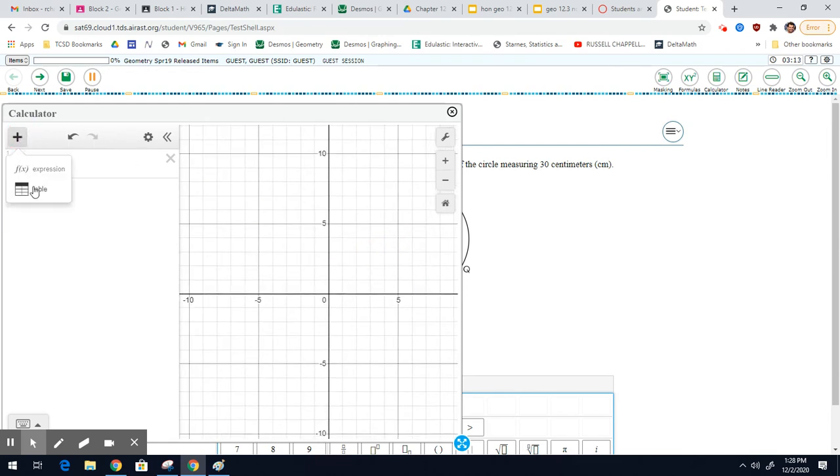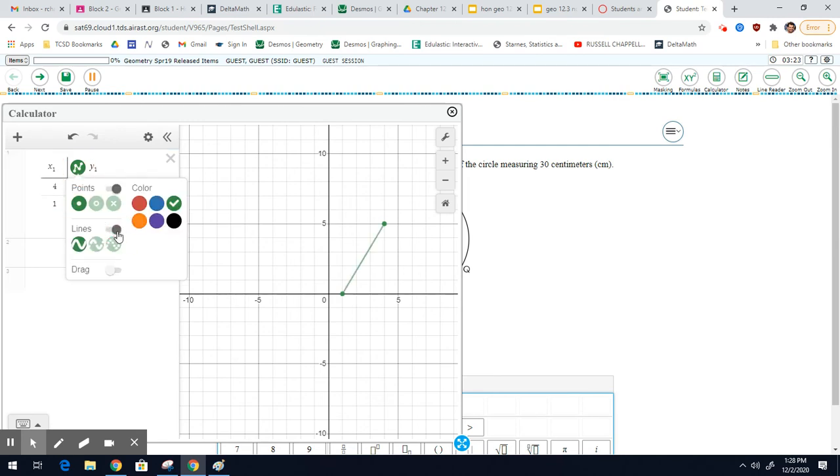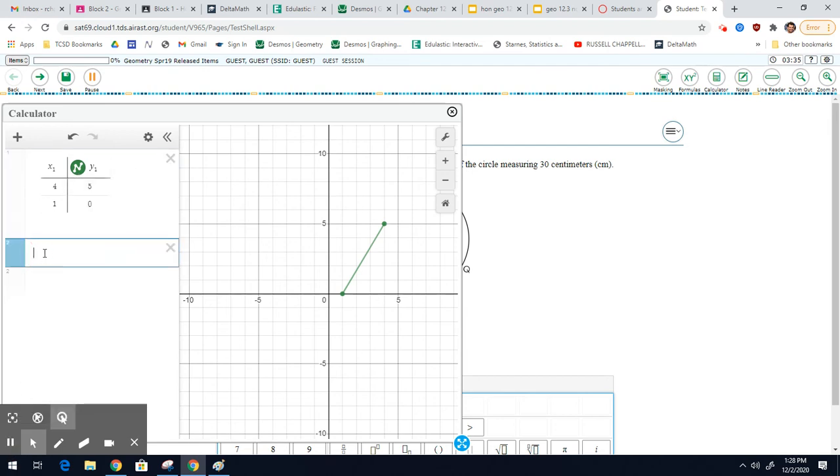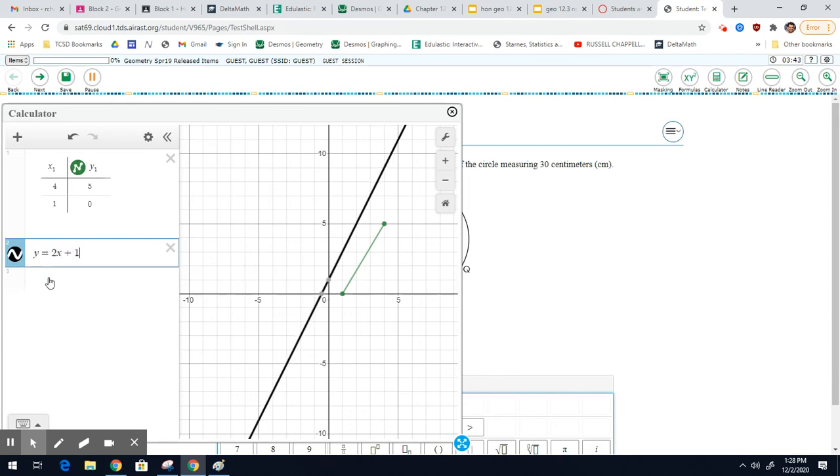You can add a table. So remember, if you do like (4, 5) and (1, 0), if you hover and click on that, you can connect them to make segments. Remember the beauty of the Desmos graphing calculator is that you don't have to be solved for y. You could be given an equation like y = 2x + 1, but you could also just type in 3x - 2y = 6, and it will graph that for you too. So you don't have to solve for y.